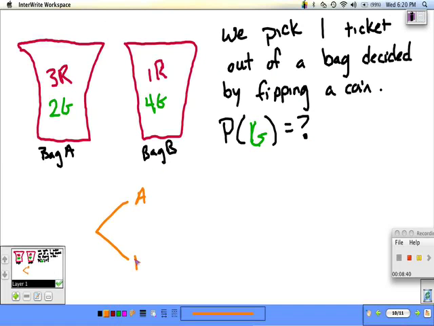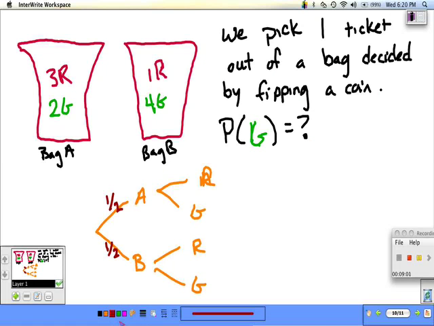to decide this. So we're either going to pick A or B, and within bag A we're going to pick a red or we're going to pick a green. Or within bag B we're either going to pick a red or we're going to pick a green. The probability of picking bag A is 1/2, same with bag B because we're flipping a coin to choose. Now within bag A, the probability of picking a red is 3/5, while the probability of picking a green is 2/5. In bag B, the probability of picking a red is 1/5, and the green is 4/5.